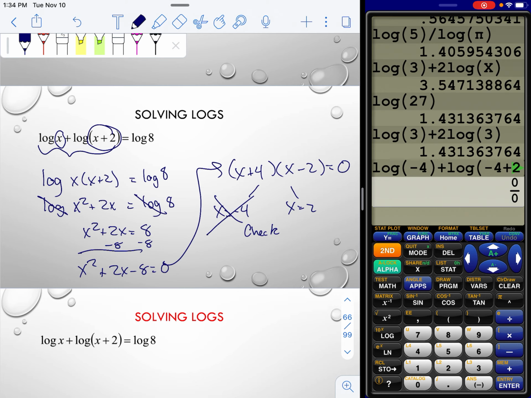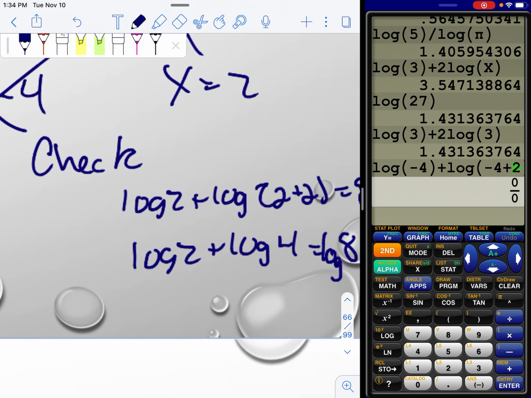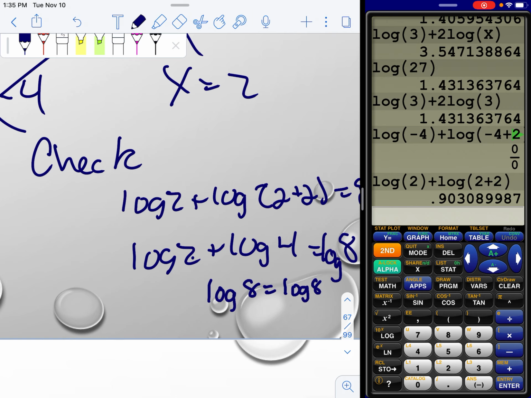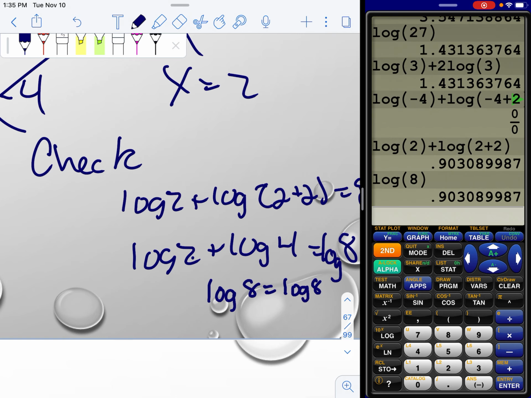Plug a 2 back in. Log 2 plus log of 2 plus 2. So that gives me log of 2 plus log of 4 equals, oh, excuse me, log of 8. If we look at that, log of 2 plus log of 4 equals log of 8. I can use my properties of logs to say 2 times 4 is log of 8. So that better be equivalent. You can type it in to be sure, and log of 8, those decimals are equivalent.